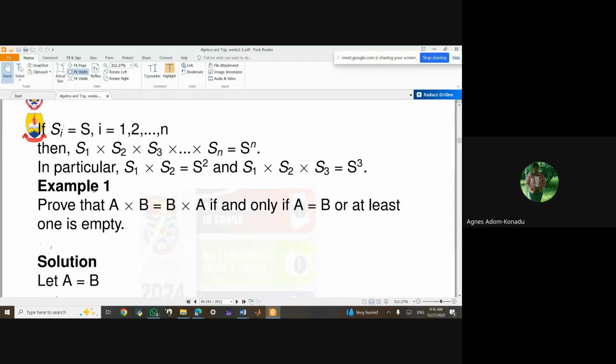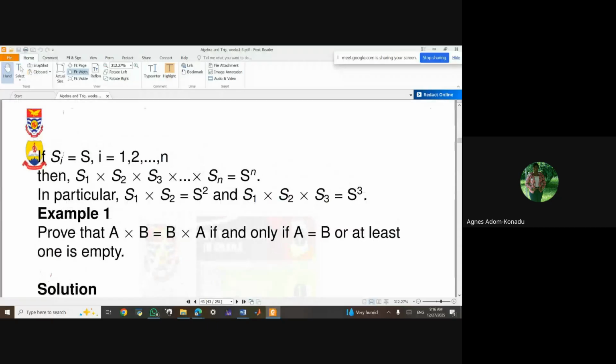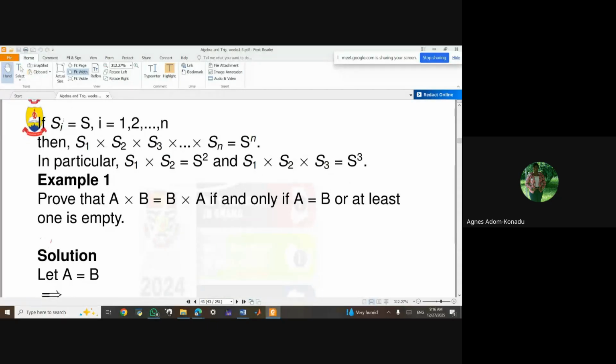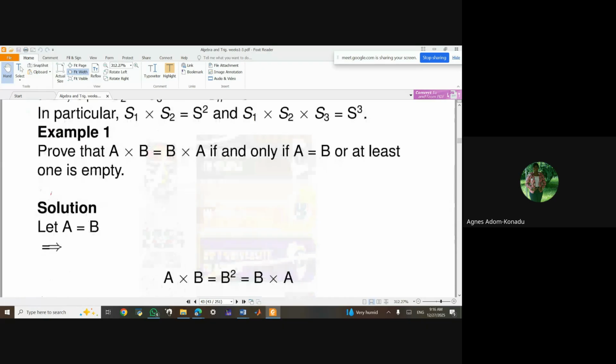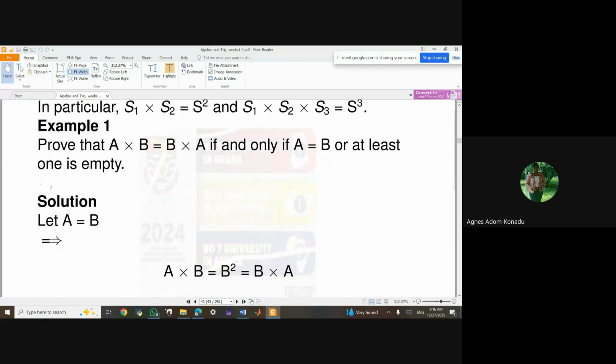So the example says that we should prove that A cross B is equal to B cross A if and only if A is equal to B, or at least one is empty. So I even just said it. I said that the only time A cross B can be equal to B cross A is when one is empty or they are the same. So this is the example: you have to prove that A cross B is equal to B cross A if and only if A is equal to B or one is empty.